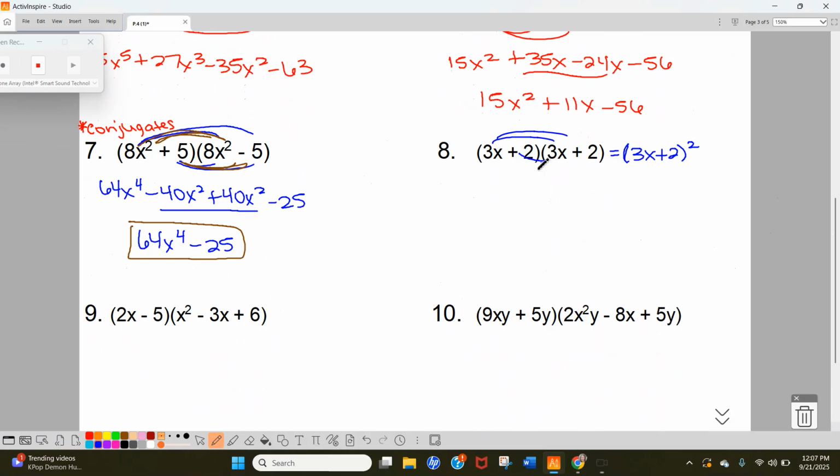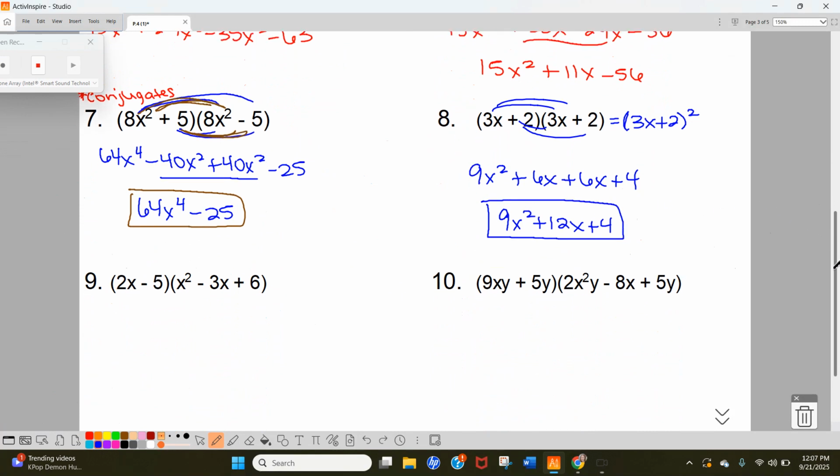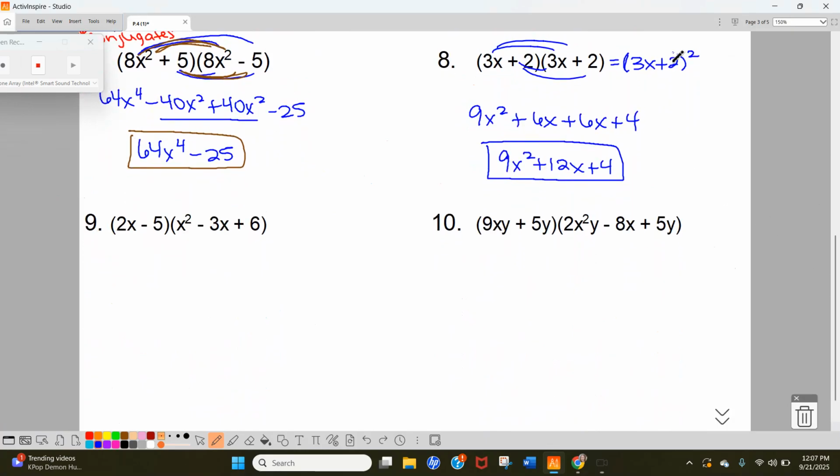So you would get 9x squared plus 6x plus another 6x plus 4. So you'd have 9x squared plus 12x plus 4. Now, if you're working in Math Excel and you remember the shortcut from Algebra 2 and you want to use it, you're welcome to. Just remember on a test, they want to see you write this out twice. They want to see this step and they want to see this step. They don't let you skip anything.